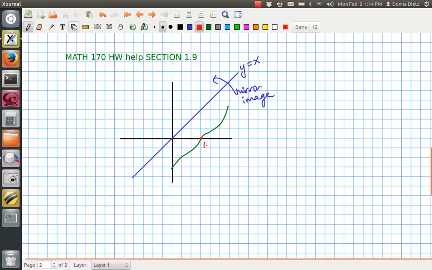Here's an interesting point. It's over 3, up 0. So that means if you go up 3, over 0, that point must be on the inverse function. Let me find another point. The point negative 3, 0 is on the green curve, so the point 0, negative 3 must also be on the inverse curve. And then this doesn't seem like it would be too hard to mirror image.